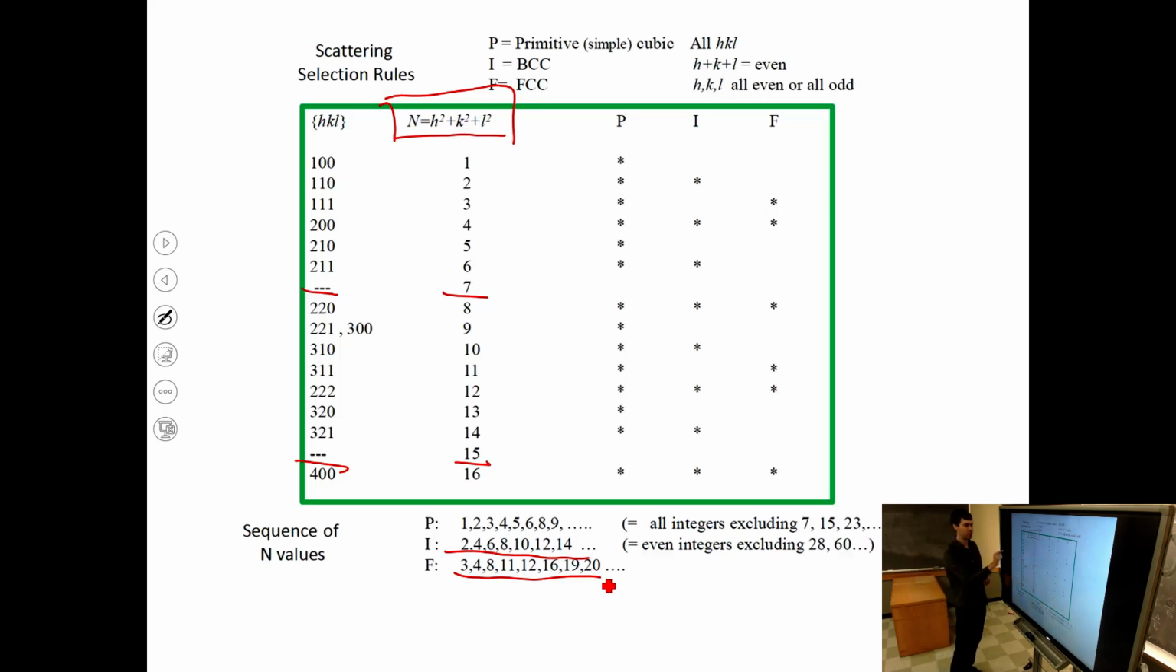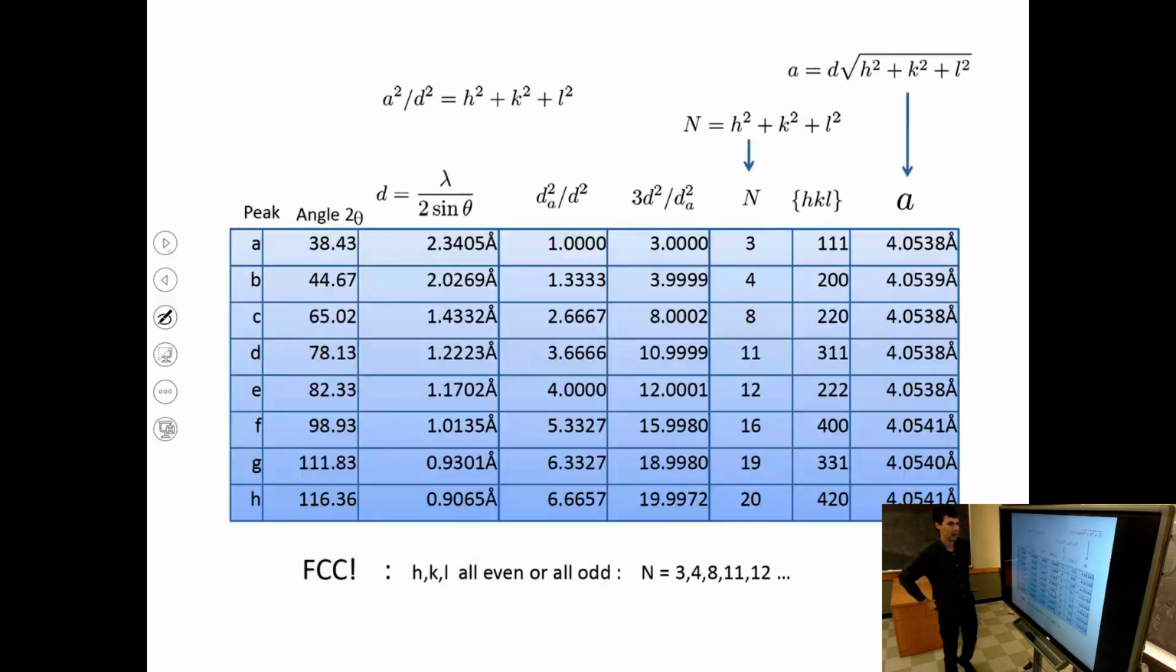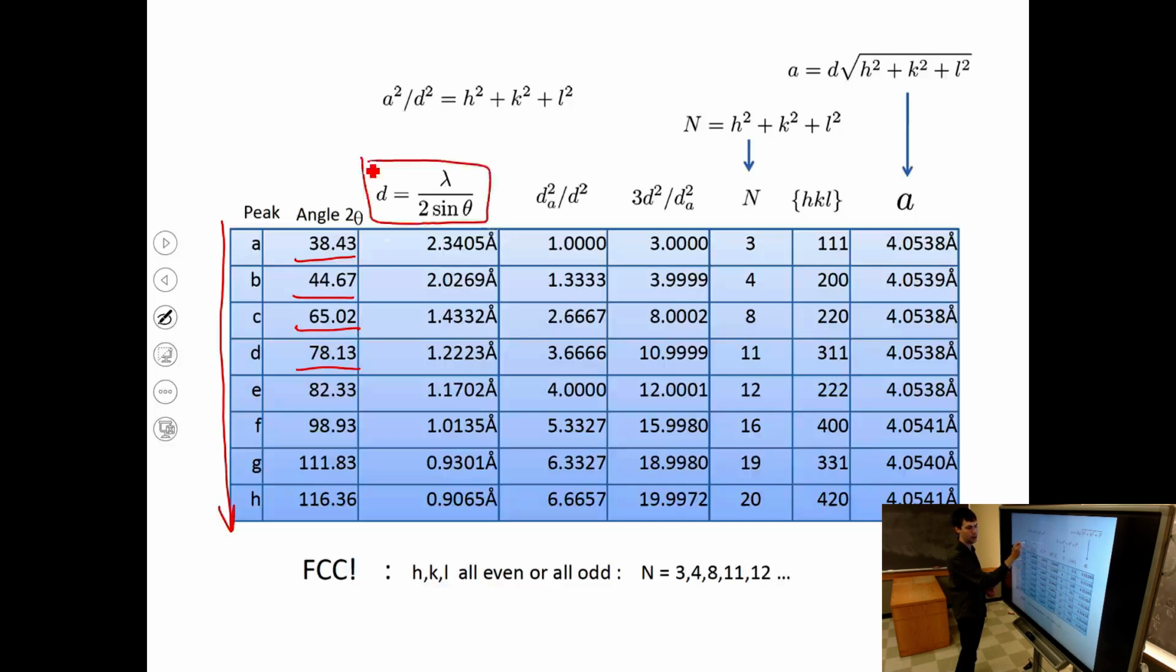So how is this table useful? Well, in the following way. Here is the data for aluminum that we had 2 slides ago with the peak names A, B, C, D, E, F, G, H. And this is the actual data, the angle 2 theta, that you can read off of the XRD data. Now, the next thing you can do is calculate, using the Bragg formula, the distances between the planes that would give you these kinds of angles.